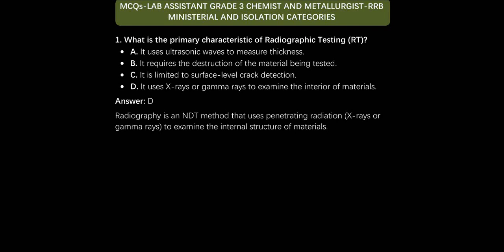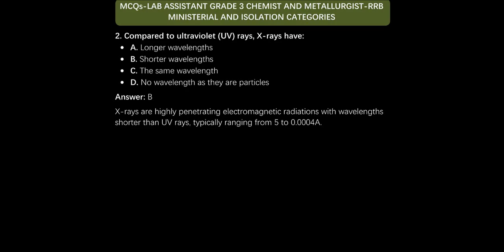What is the primary characteristic of radiographic testing? Option D. It uses X-rays or gamma rays to examine the interior of material. Compared to ultraviolet rays, X-rays have option B, shortened wavelength.